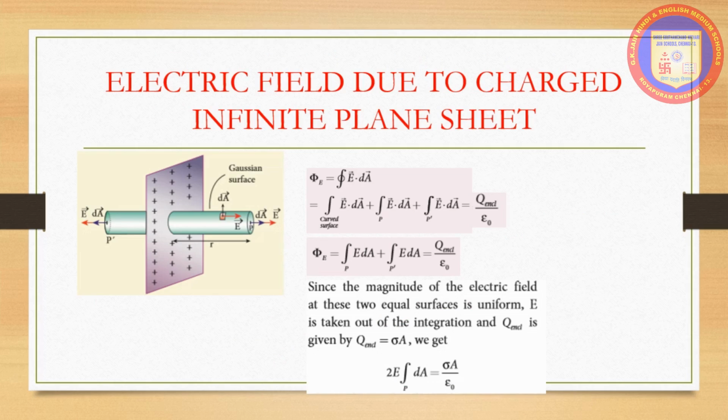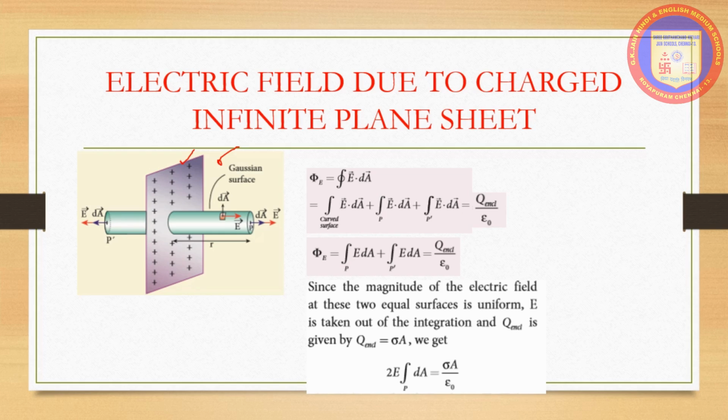Electric field due to a charged infinite plane sheet. Consider an infinite plane sheet of charges with uniform surface charge density sigma. Let us consider a point P at a distance r from the sheet. Since the plane is infinitely large, the electric field should be the same at all points equidistant from the plane and radially directed at all points.